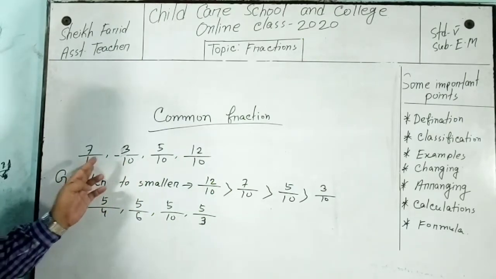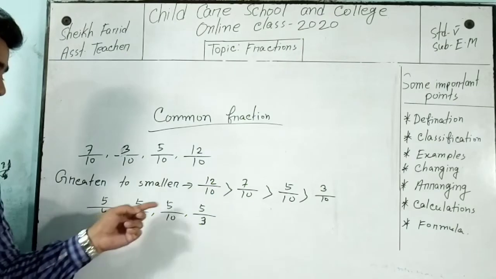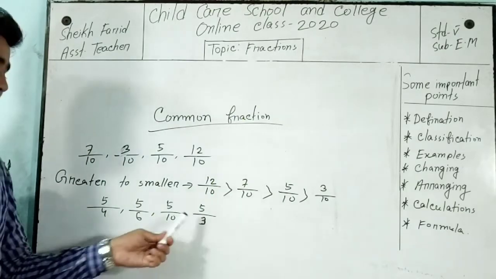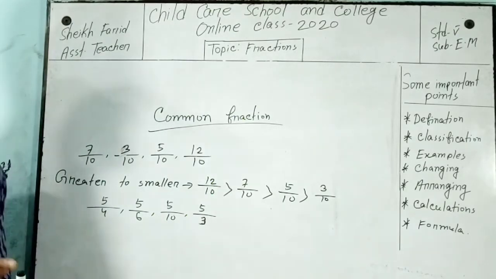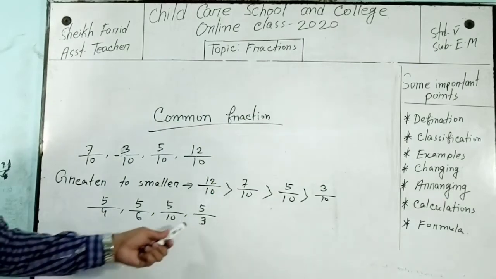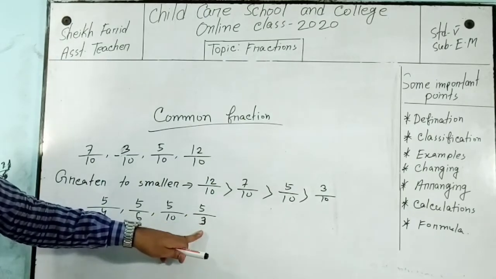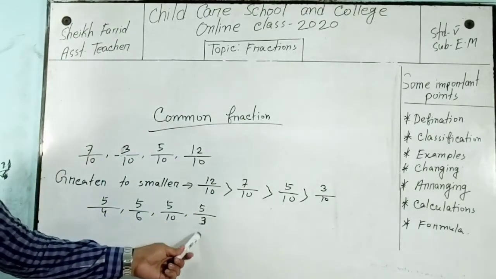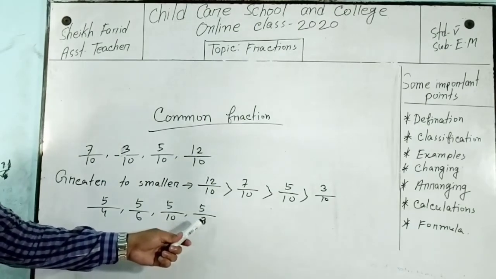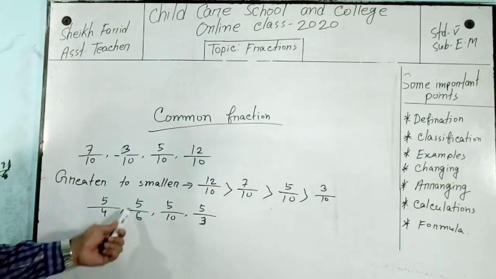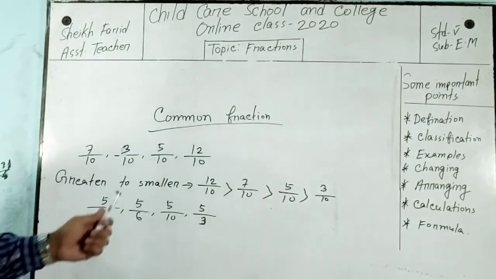Suppose here we have written 4 fractions, and here look, all the numerators are the same, whereas in the previous one all the denominators were the same. When the numerators are the same, what should we do? We have to look at which fraction has the smaller denominator, then it will be greater. Here look, 5 by 3 has the smallest denominator, so we can say that this fraction is greater, and then smaller than it will be 5 by 4, and smaller than that will be 5 by 6, and the last and smallest is 5 by 10.